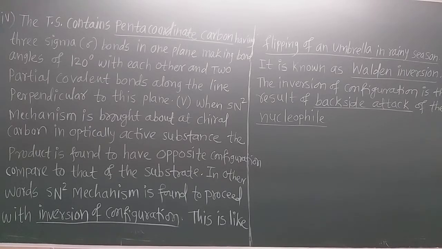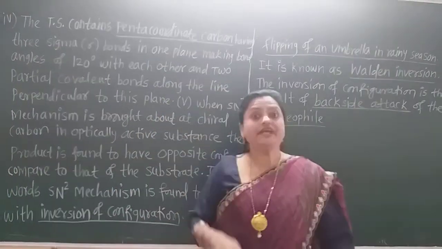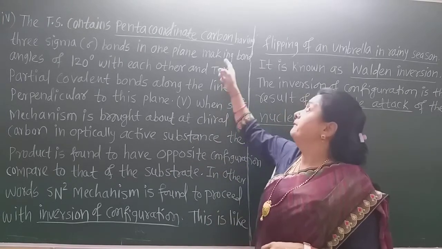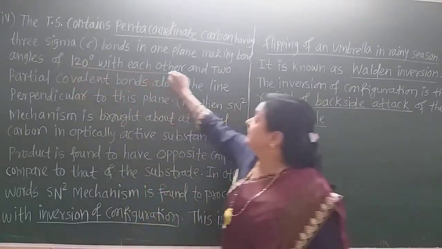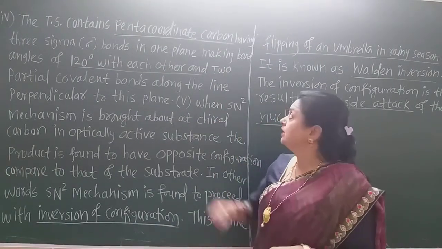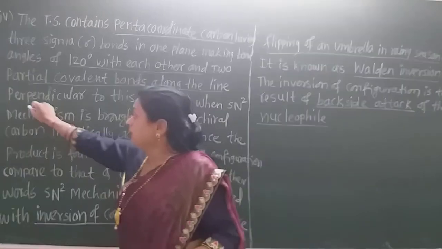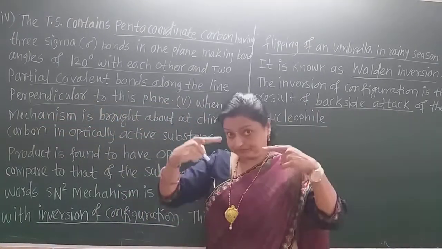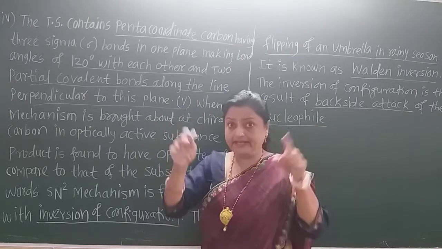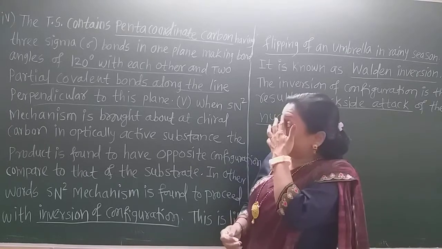Now the transition state contains a pentacoordinate carbon having 3 sigma bonds in one plane, those of the 3 hydrogens, making bond angles of 120 degrees with each other, because the 3 bonds are in one plane, and 2 partial covalent bonds along the line perpendicular to this plane. The 3 bonds are in one plane, and 2 are perpendicular to that plane. They are the partial bonds.